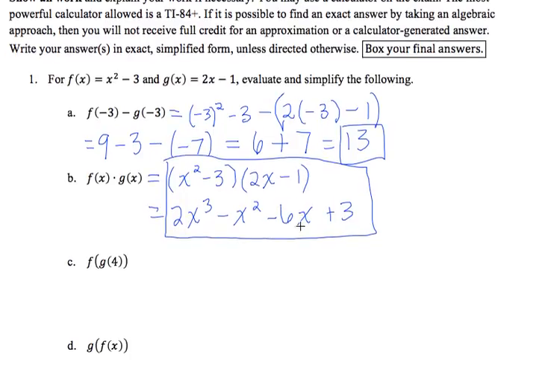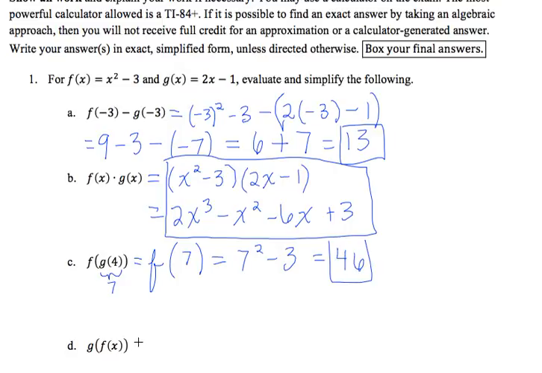Okay, then f of g of 4, we're going to work this from the inside out. And start by finding g of 4. So g of 4 means 2 times 4, which is 8, minus 1, or 7. G of 4 is 7. Then we'll find f of 7. That part is 7 there. So f of 7 is 7 squared minus 3. That would be 49 minus 3, or 46.